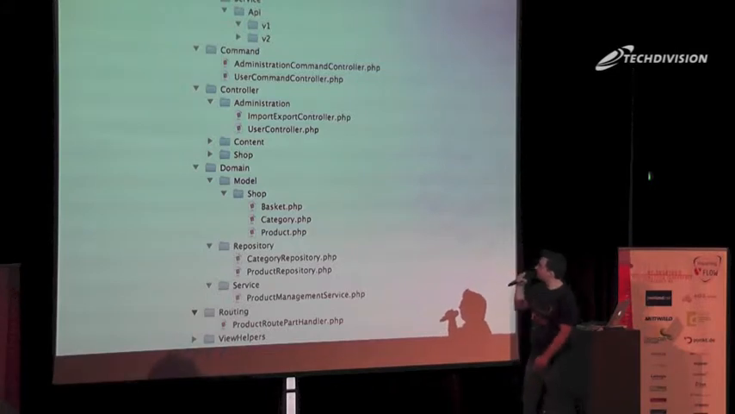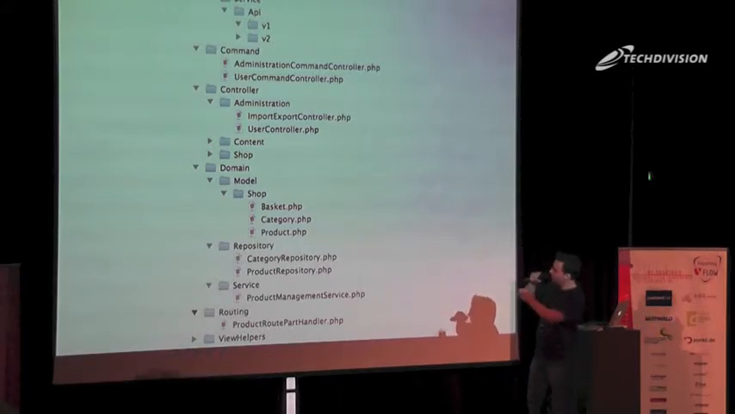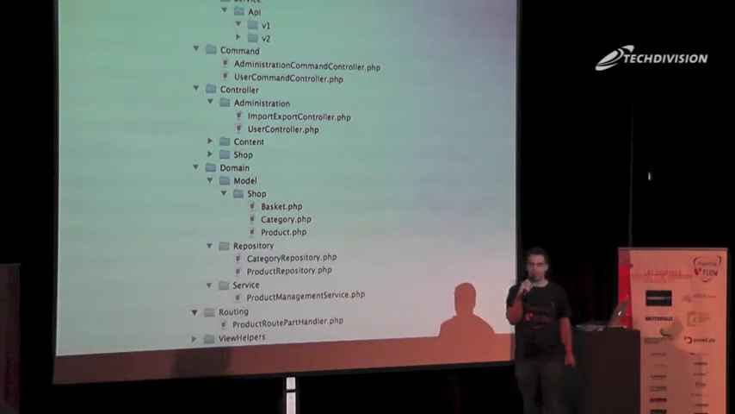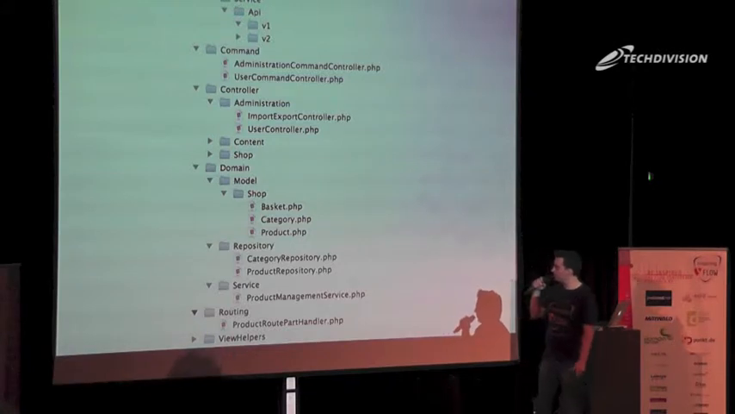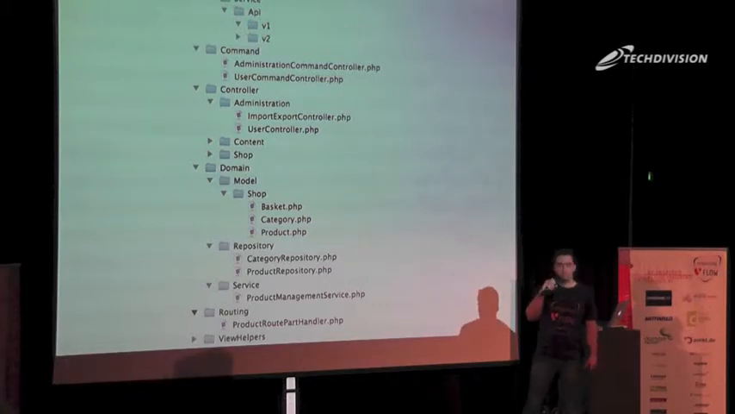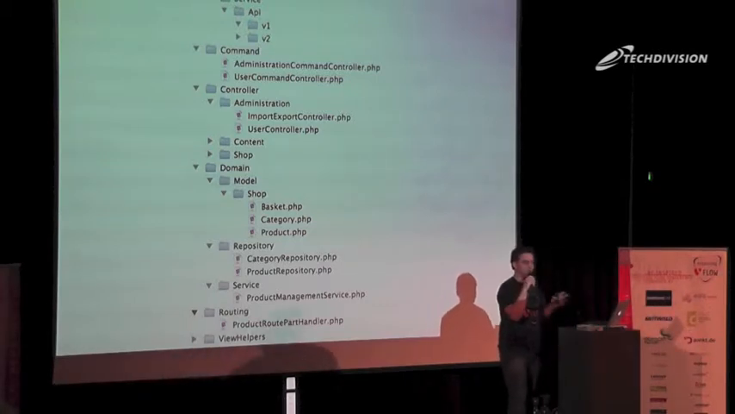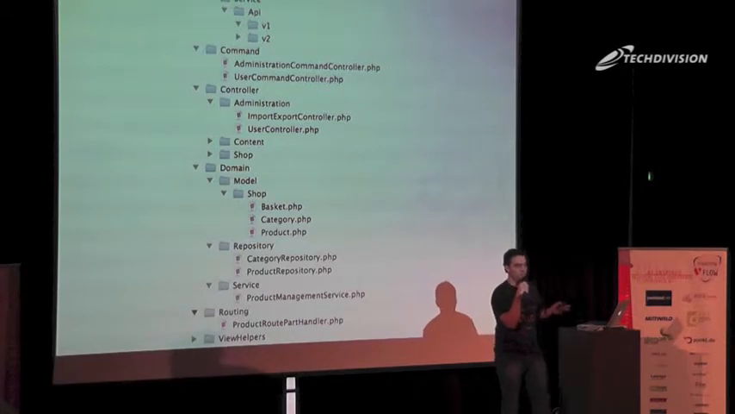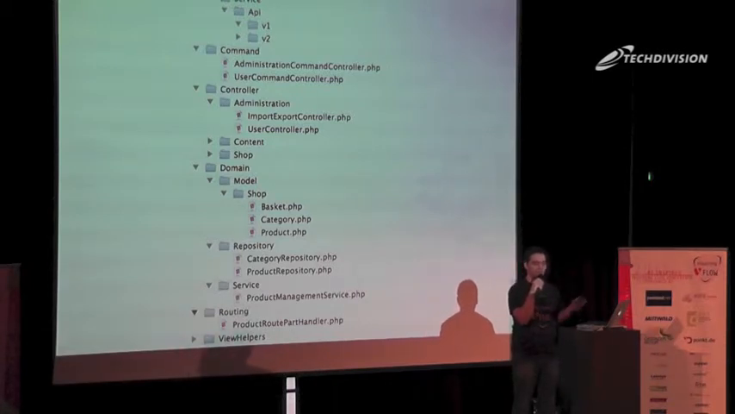So you see domain model, and then you have your models there. You see domain repository, where you have the corresponding repositories. But you also see domain service. And there are two kinds of services you can practically have, at least that's what I like to do. You can have domain services and you can have application services.